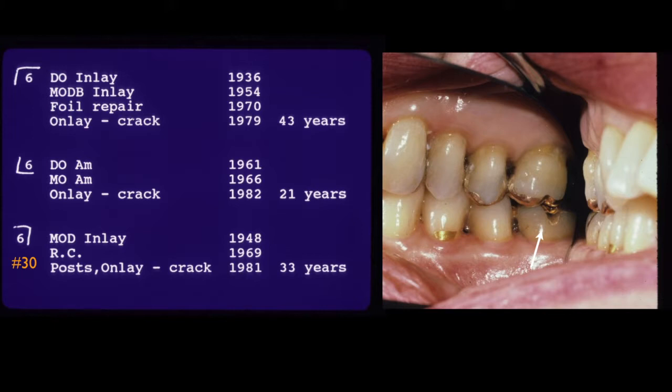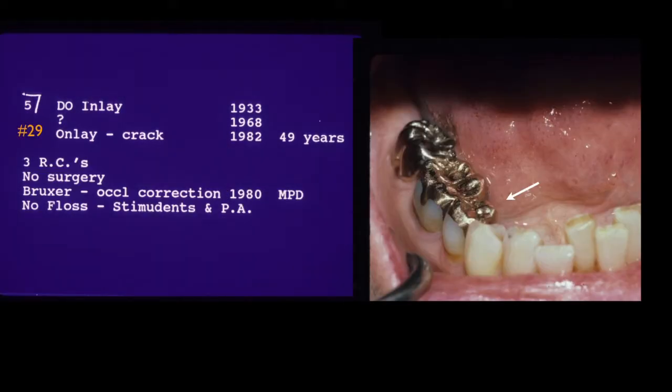The pulp died in 1969, and we got around to posts and an onlay because of a crack in 1981. Or 33 years after the first inlay, and 12 years after the endodontics. Number 29 had a DO inlay in 1933. Something else was done in 1968. There was a water smudge on the record, and I couldn't read it. And then it cracked in 1982, or 49 years after the original restoration.